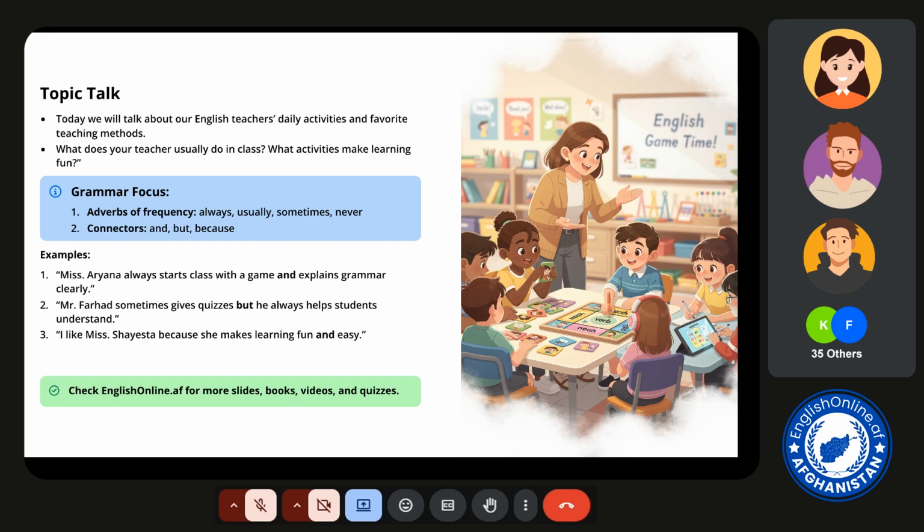We can use adverbs of frequency with the simple present tense or with the present tenses. So the most common adverbs of frequency are always, usually, sometimes and never.